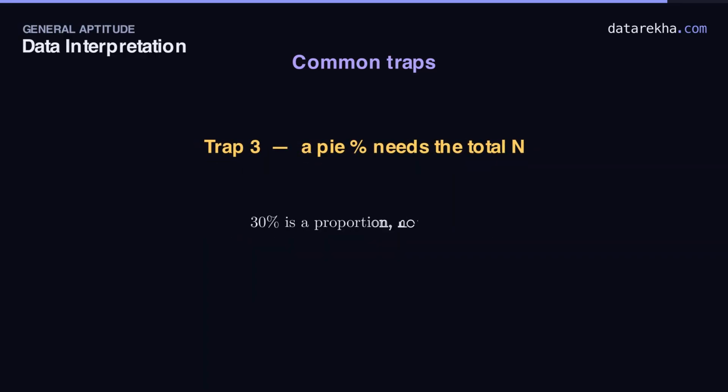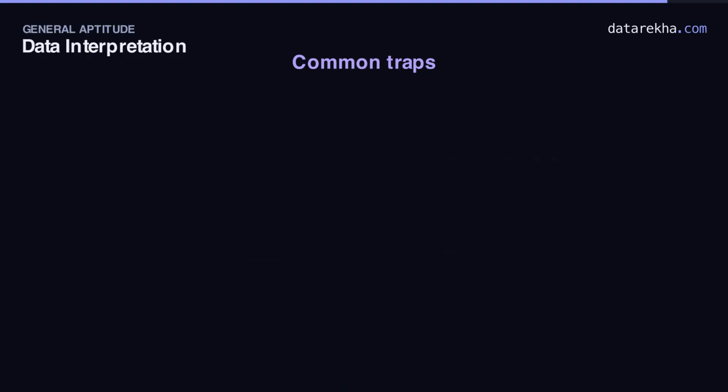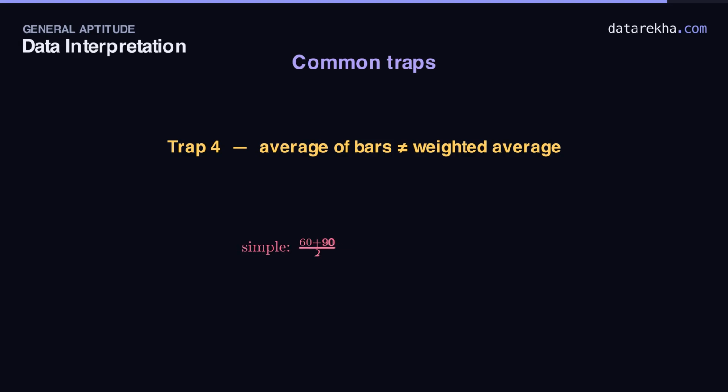Trap 3. A pie slice is only a proportion. 30% is a share, not a head count. Without the total, you can compare slices as ratios, but you can never turn a percentage into an actual number of people.